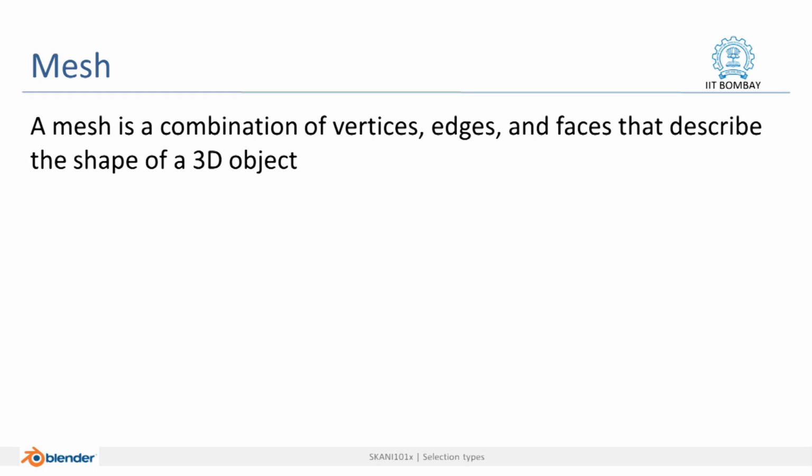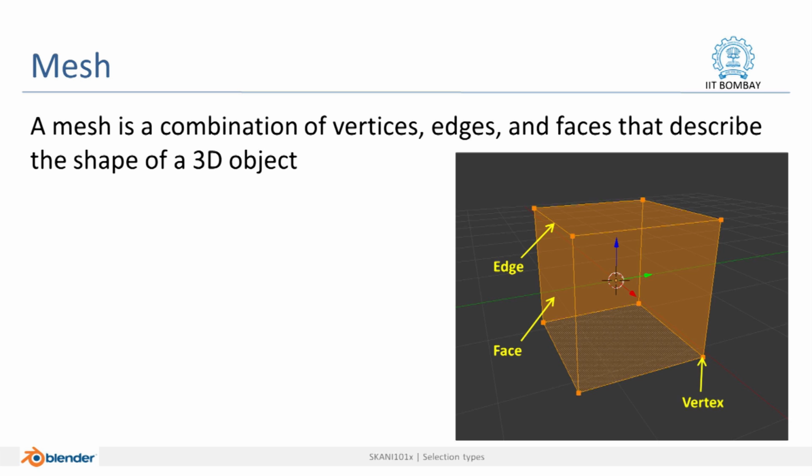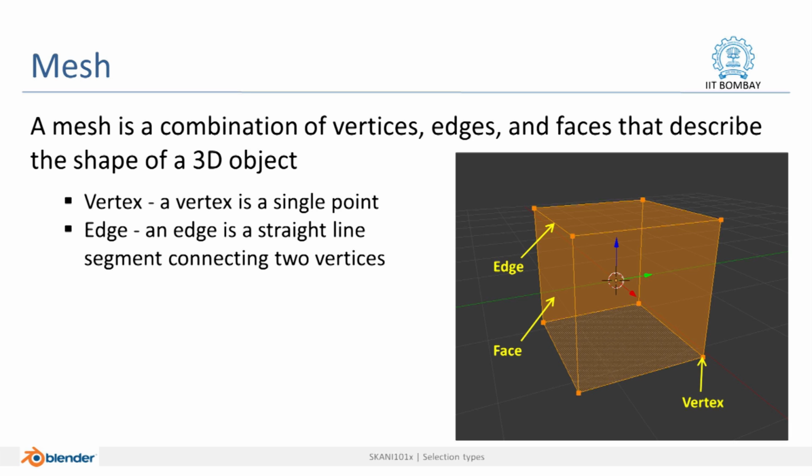Now let us see an example of a cube. A cube is made up of multiple components. What are these components? These are the vertices, the edges and the faces. A vertex is a single point or a dot. Two vertices will make an edge, which is a line, and three or more vertices will make a face or an area. A combination of these three things will result in a model.